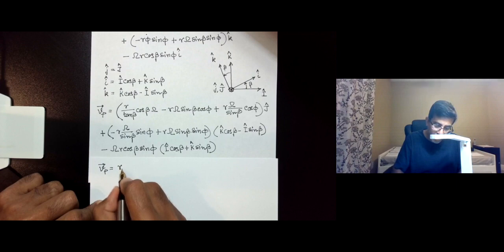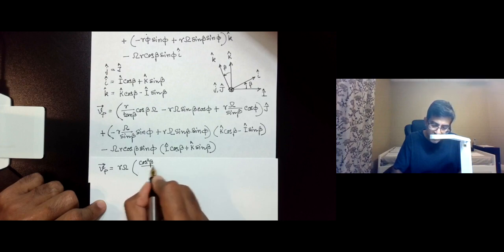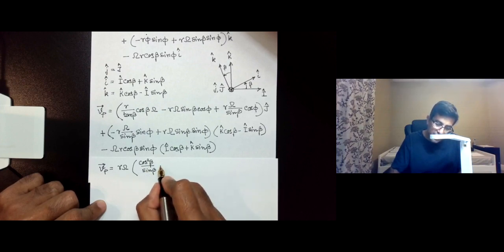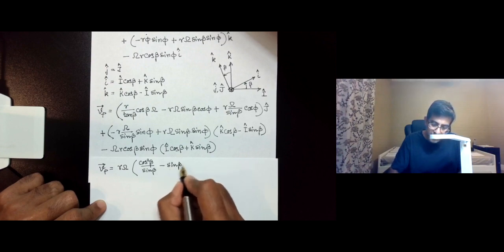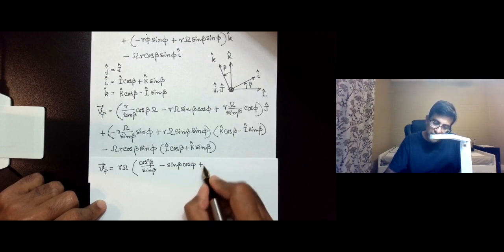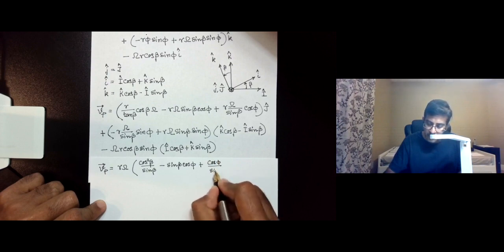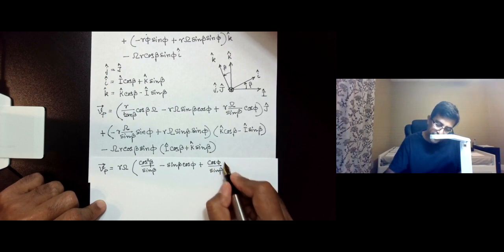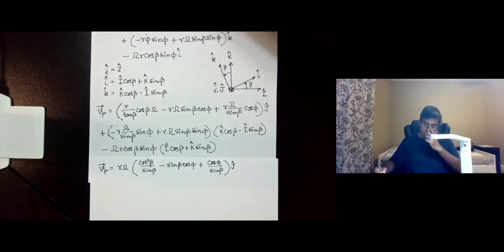You would have r omega times cosine squared beta over sine beta minus sine beta cosine phi plus cosine phi divided by sine beta, and this would multiply with j hat.